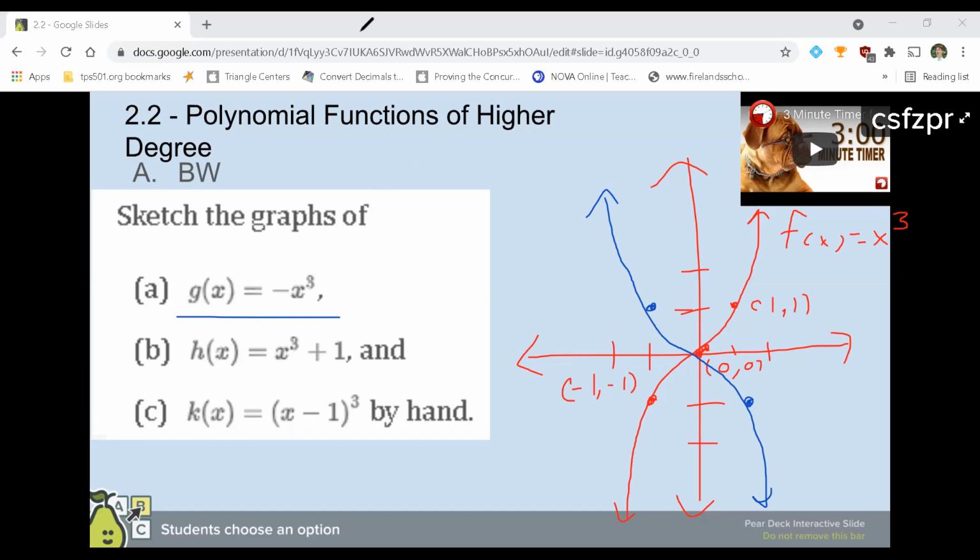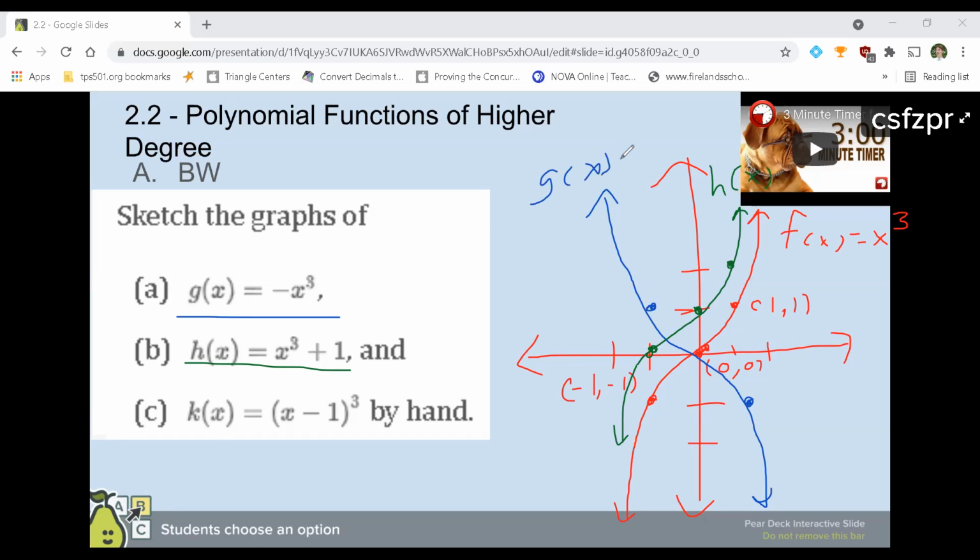All right, next one. If you add 1 to your function, what does that do? It does not, Jacob. No. Kyle? Up 1. So then this goes to here. This goes to here. And the last point goes to here. Well, I probably should have labeled that one. That's h of x. The other one was g of x.